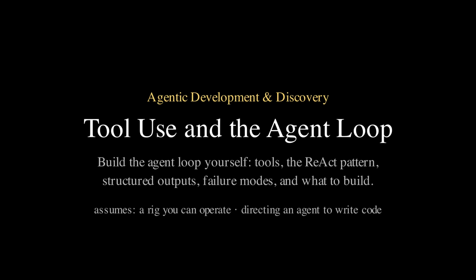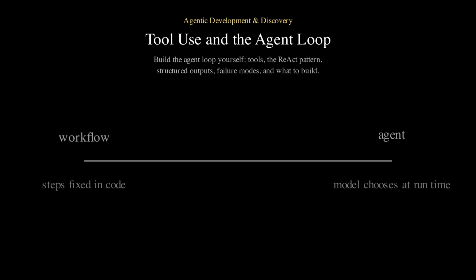This assumes you are comfortable operating an agentic rig and directing an agent to write code. One framing before the mechanics: a system can sit anywhere on a spectrum. At one end, an agent, the model chooses each action at runtime. At the other, a workflow, the steps are fixed in code. This video builds the agent end deliberately, not because it is always right, but because it is the newer, less familiar capability, and we return, at the end, to choosing where each system belongs.